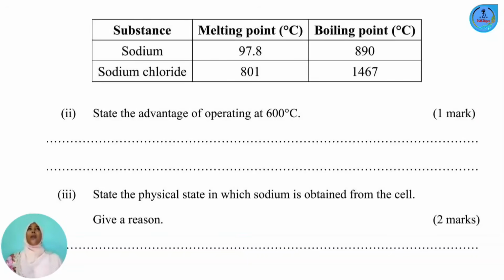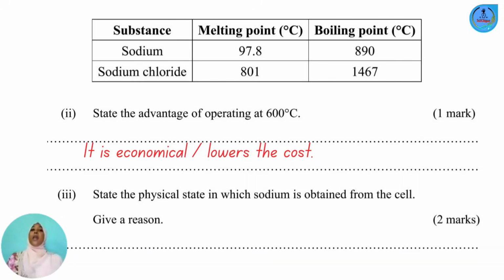Now, you might be thinking, why do we need to add calcium chloride in order to lower the melting point of sodium chloride? Money. Just imagine how much fuel will be needed to melt sodium chloride at temperatures above 800. If we were to lower this melting point to temperatures around 600, won't we be saving costs? Won't we be lowering the cost by saving on fuel? Yes, we would be. So it's economical because it lowers the cost.